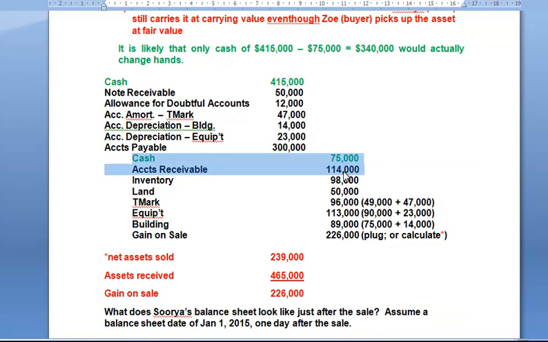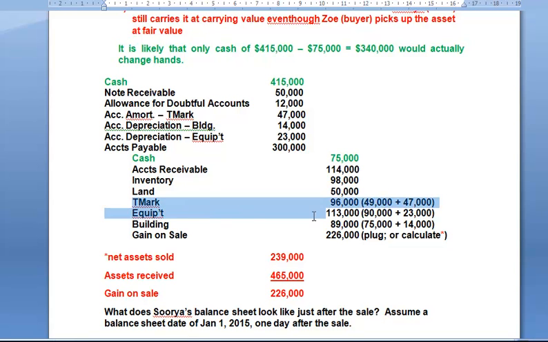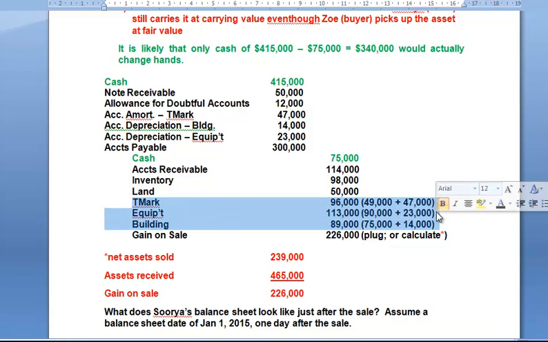We also talked before about the receivable at its gross amount because those accounts, what they owe you, now that's all going over to Zoe, right? The inventory is going to be gotten rid of at its carrying value as well as the land. Now, the trademark, building, and equipment, you have to think about this because don't forget, we gave you the value of the trademark, equipment, and the building on Saria's books at carrying value.